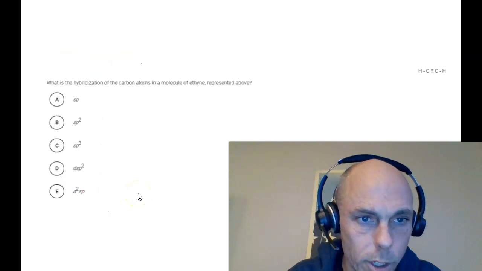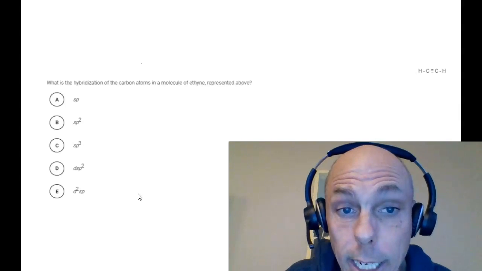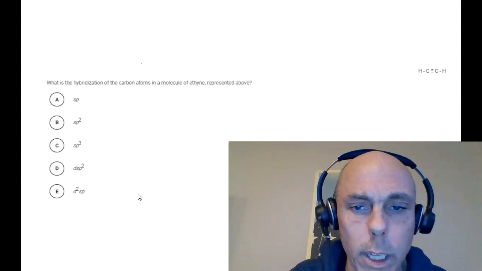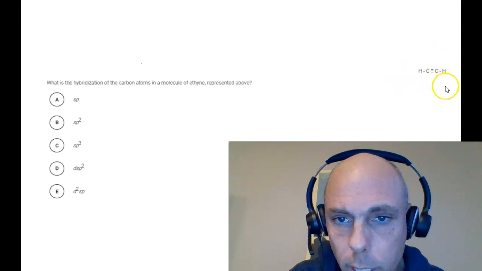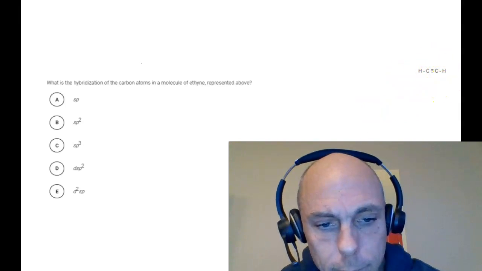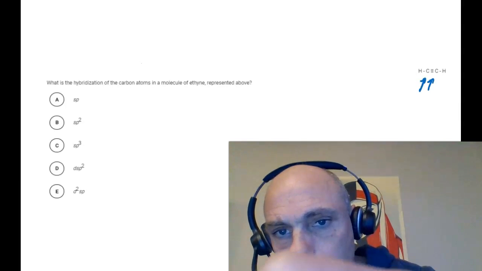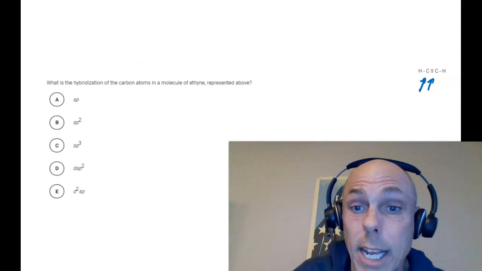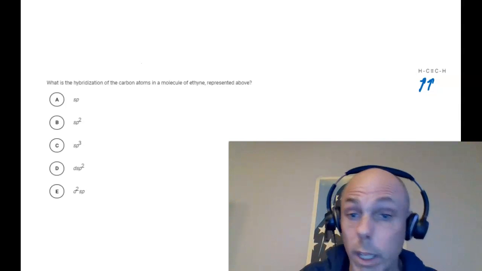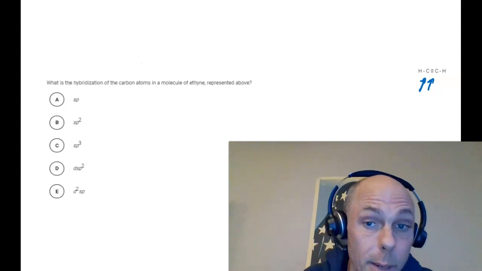All right, next question. What is the hybridization of the carbon atoms in a molecule of ethyne? Of course, this was one of the molecules in the lecture represented above, but it's off here to the right. And it's symmetrical, so both carbon atoms are essentially the same. Well, we could count electron groups. There's one electron group and another one. Remember, a triple bond counts as an electron group. Two electron groups around a central atom, linear electron geometry.